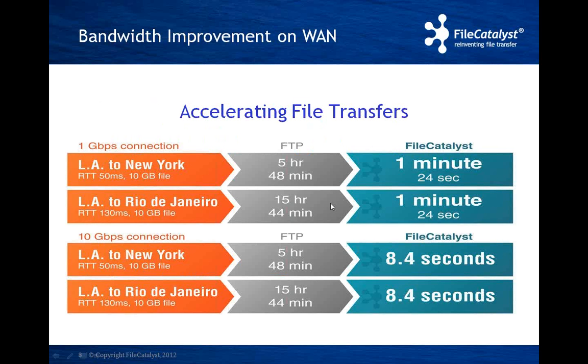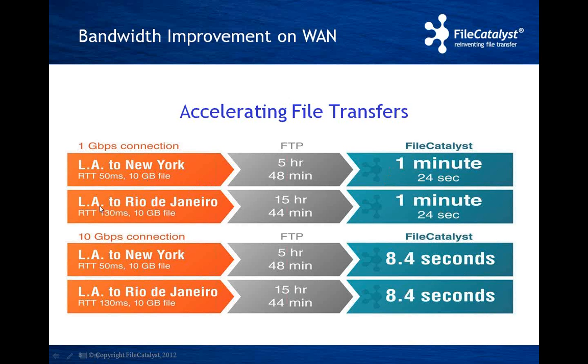So here's an example of bandwidth improvement that you can get with FileCatalyst over WAN, or wide area network. Here's an example: LA to New York, 1 gigabit connection. You want to send a 10 gig file. It will take almost 6 hours with FTP, and with FileCatalyst it takes 1:24.